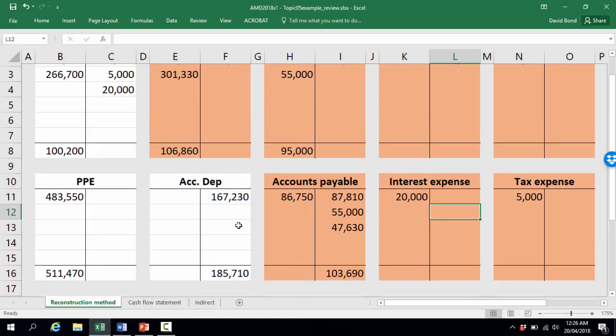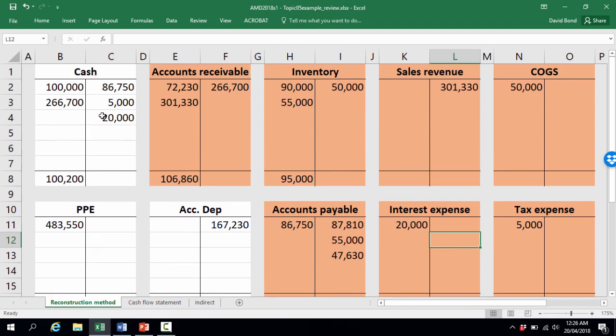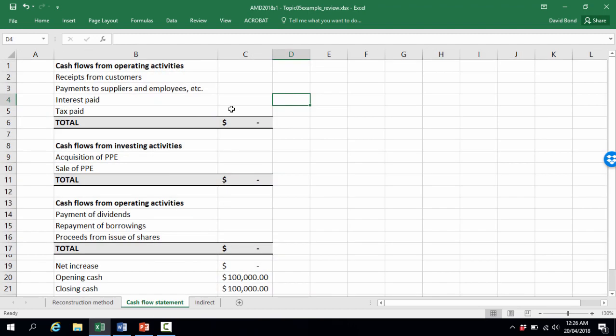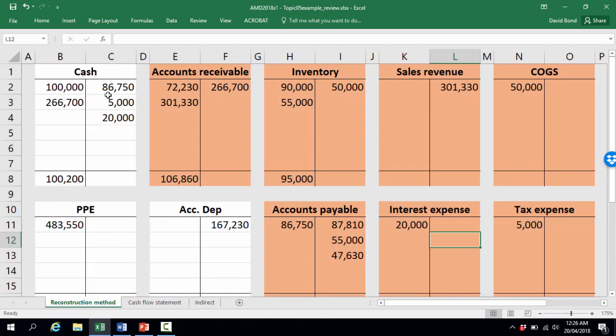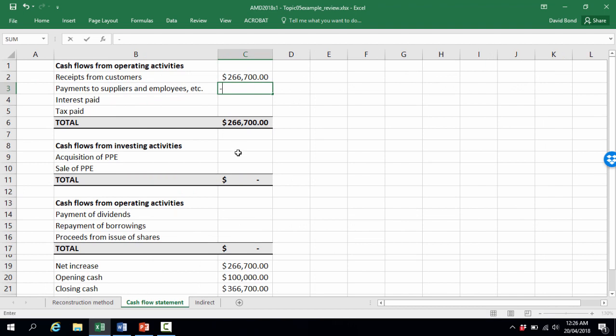When we come back to this, we're starting to build up the movements in cash, and we've dealt with all of these accounts. So I'm going to add these in. So that was the receipt from customers, 266,700. 86,750 is the payment to suppliers, minus 86,750. Interest paid was -20, and tax paid was -5. So we end up with 154,950 as the net cash flow from operating activities.